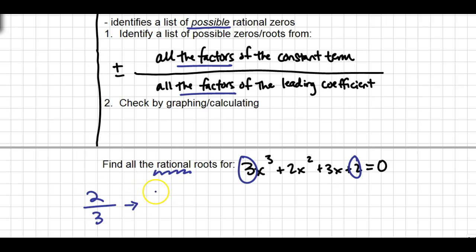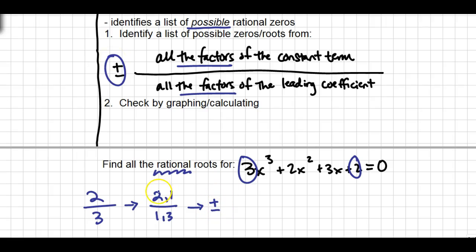So the factors of 2, since it's prime, are just the numbers 2 and 1. Usually for the top number, I like to go in descending order. On the bottom, I like to go in ascending order. 3 is also prime, so it only has 2 factors, 1 and 3. Now when I make my list, I gather all of the factors on the top and combine them with all the factors on the bottom, keeping in mind that you have to put a plus minus in front of each factor.